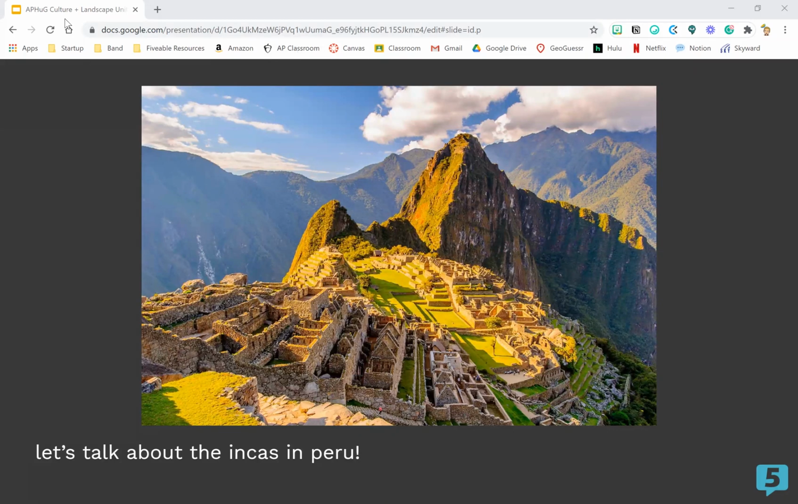It's a popular tourist destination. And we can see all of this intricate architecture inside of these walls going down and around the mountain. And they're really adapting to the land and building off of it. And that's something really important that you can see in the image there.